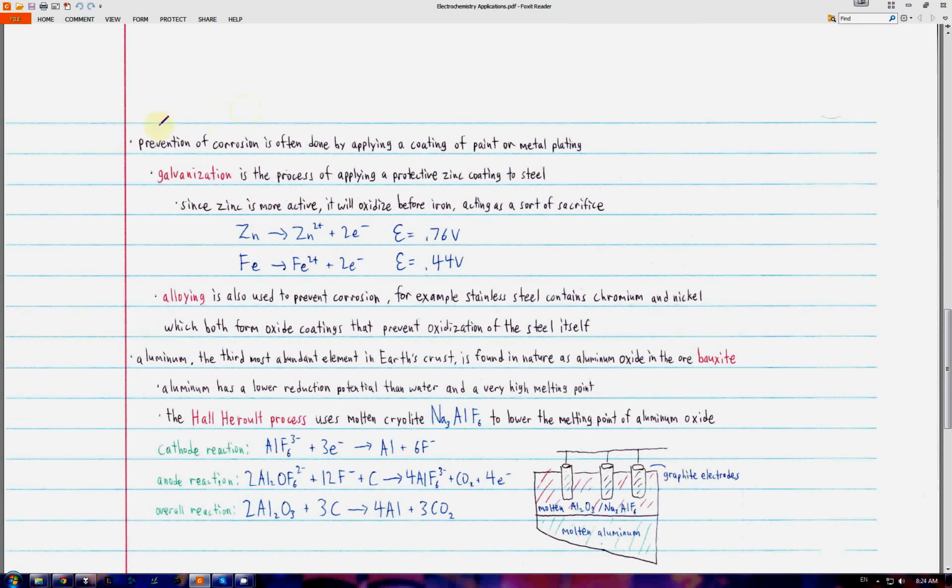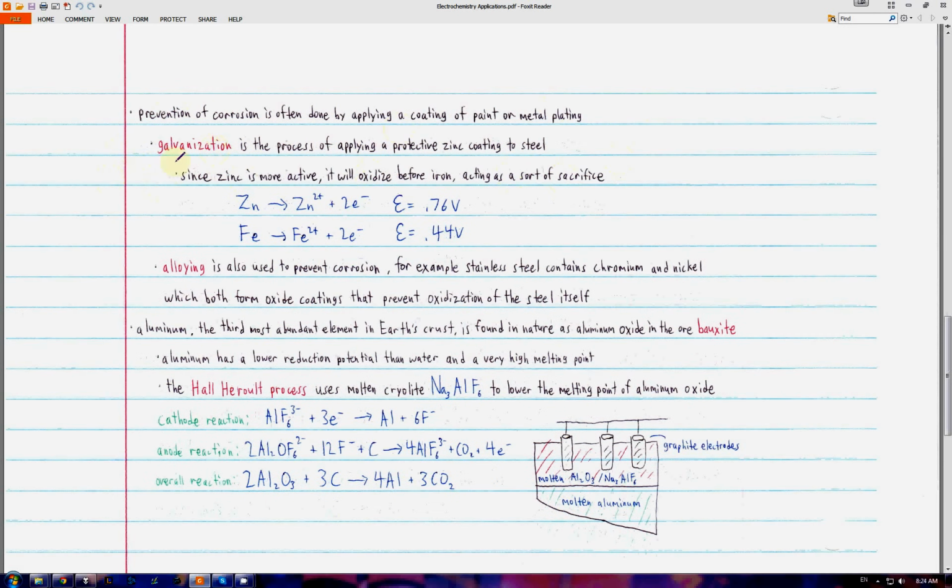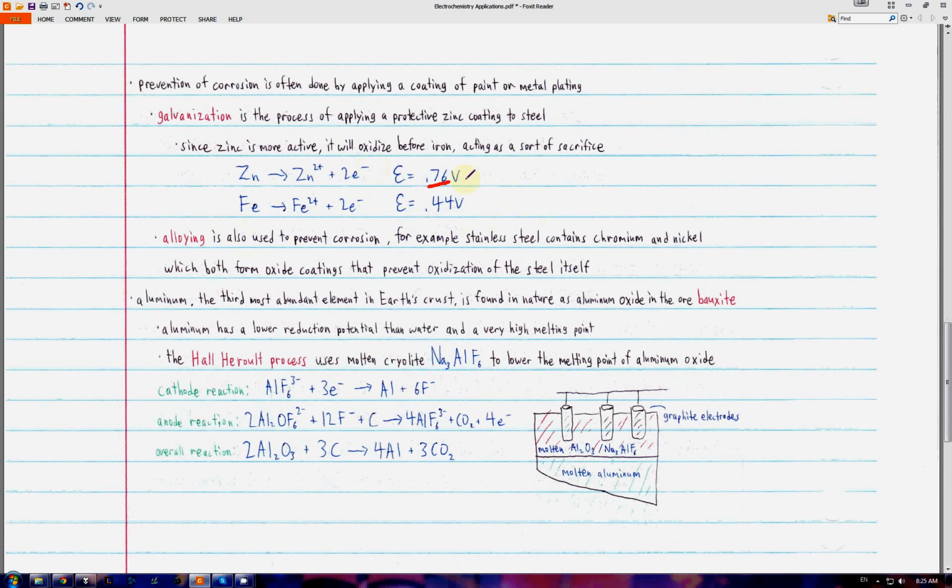Now, one of the main ways to prevent corrosion is to apply some sort of coating, like a paint or metal plating. For example, galvanization is the process of applying a zinc coating to steel, because zinc will be oxidized before iron, as you can see from these half reaction potentials. The potential for zinc to be oxidized is much greater than the potential for iron to be oxidized. So it acts kind of like a sacrifice. It'll be oxidized before any iron will oxidize.